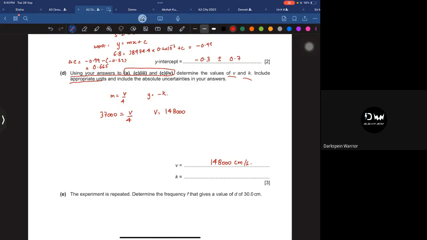Then it says include, okay, so this one. Y-intercept was equal to minus k. The y-intercept value is minus 0.3. So k is going to be 0.3, and since the y-intercept is in centimeters, k will be in centimeters. You guys get it? Very simple. For 3 marks, it's a bargain, right? You can get it if you just remember that you have to take the value from behind, and it will always be the same.